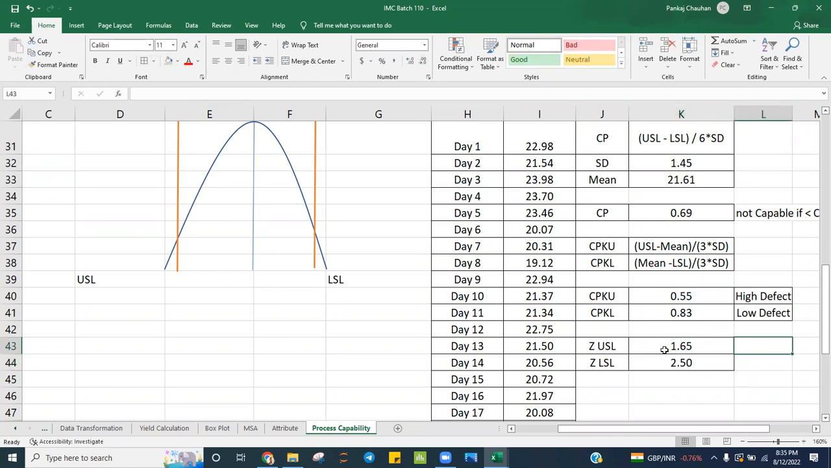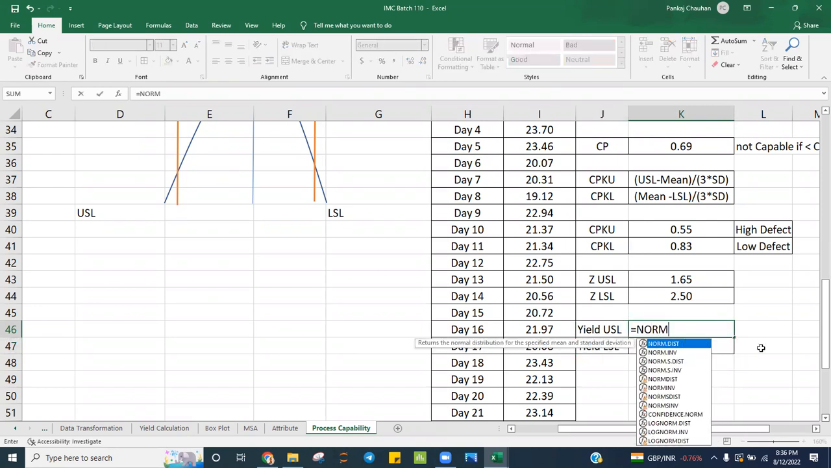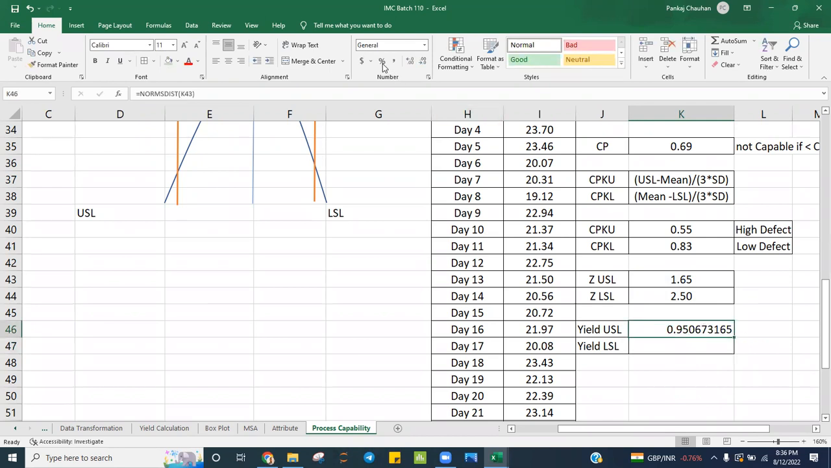Now you got the sigma, so you can convert it into the probability or the yield. What is the expected yield if this is your sigma? Equivalent to yield USL and your yield LSL. How do we convert sigma to the yield, guys? Anyone? NORM.DIST. Yes, NORM.DIST. Perfect.